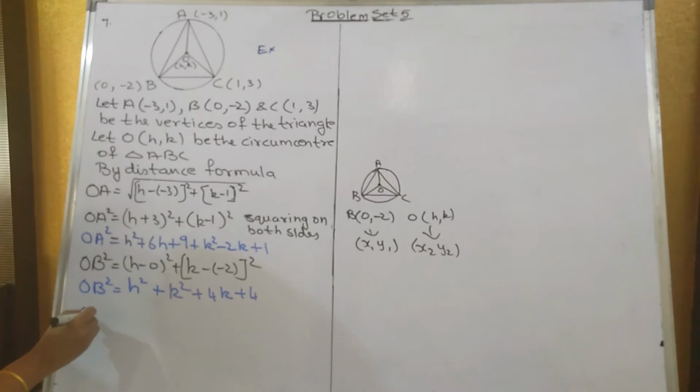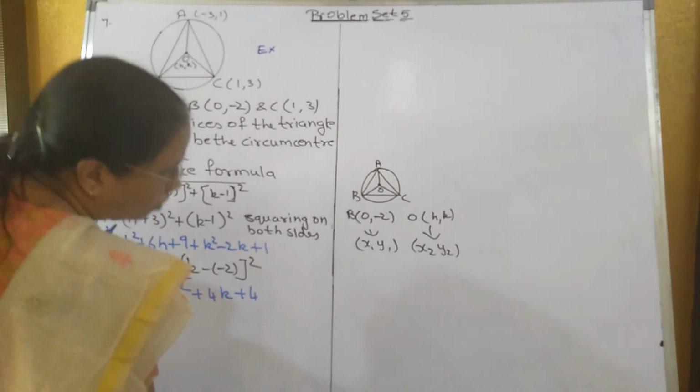Now you will find out OC square. OC square is equal to what? Now your C is what over here?